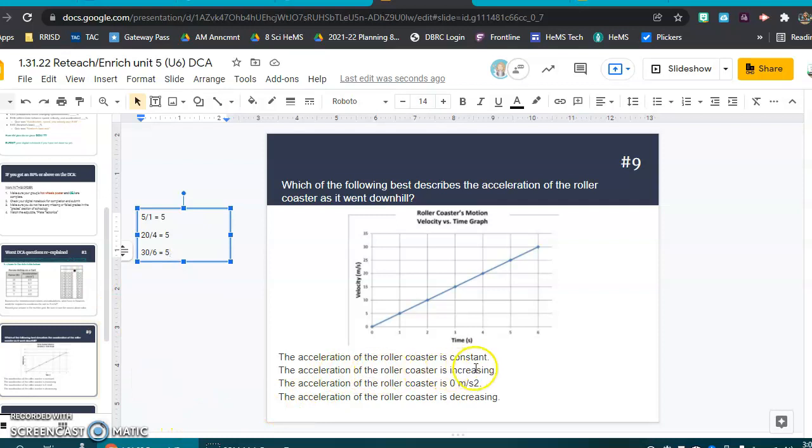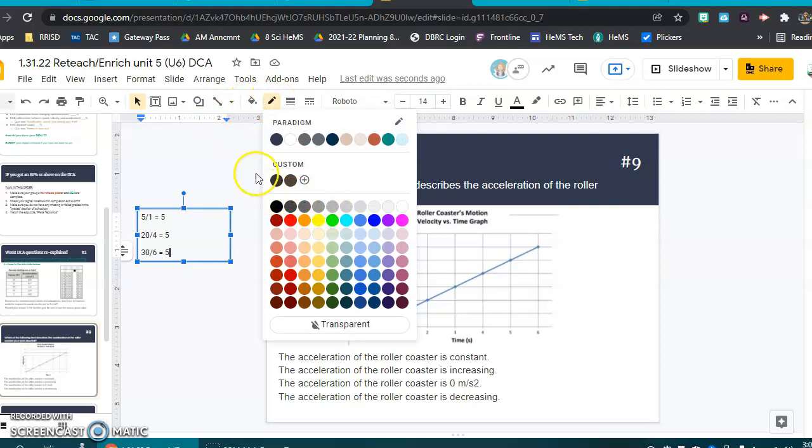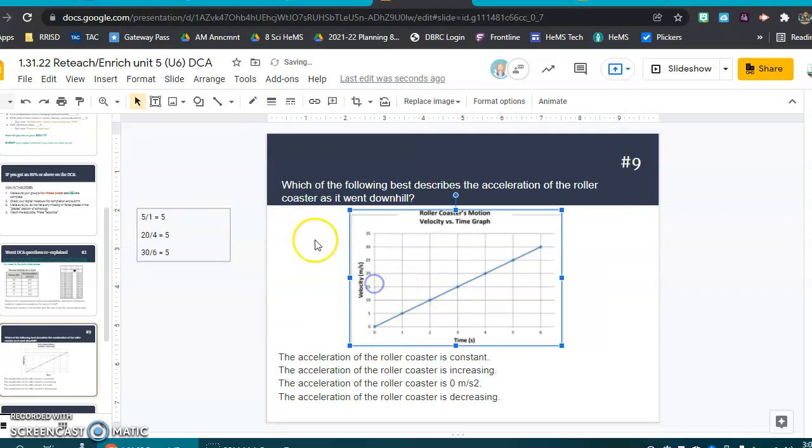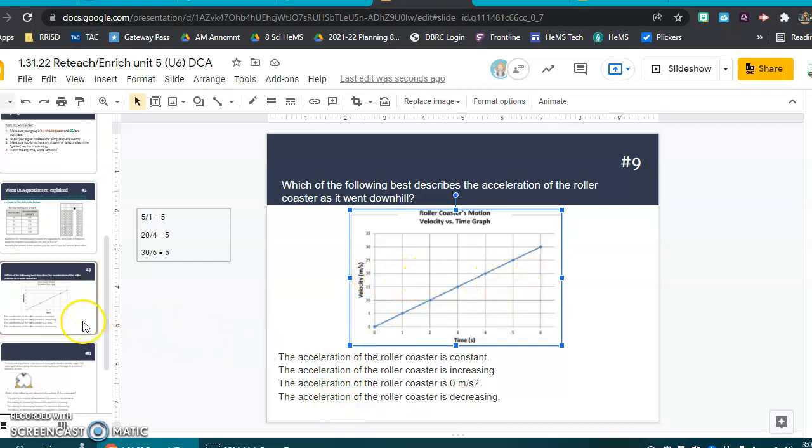But remember, when we say velocity is constant, we're saying that that's constant. So that should be a straight line. So the fact that this is an angled line means, first of all, it's not 0 meters per second. It is not decreasing, and it's going downhill. And remember, if you're on a roller coaster, the faster you go downhill, it feels like you're going faster. So I would say, yeah, our acceleration is increasing.